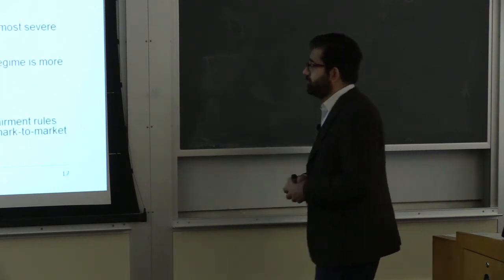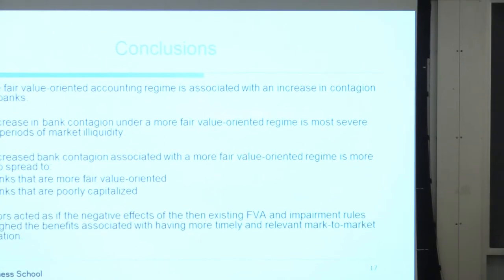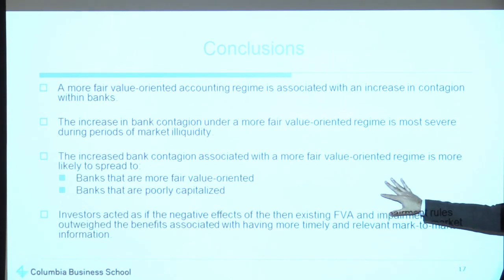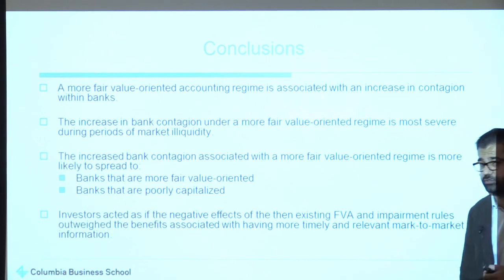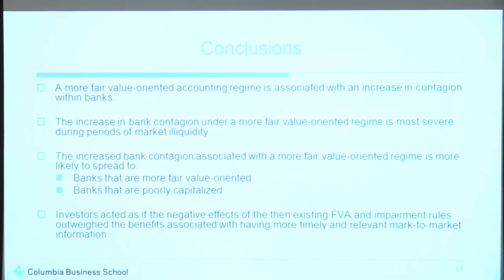So in sum, based on these papers, we find that fair value measurement or accounting for banks can have serious consequences for bank valuation and overall economic stability, to the extent that an accounting regime that is more fair value oriented has the potential to increase contagion in the banking sector, especially during periods of market illiquidity. The banks most likely to be affected by it are the ones that are poorly capitalized or more fair value oriented. And the evidence from the event study suggests that stock market participants and bondholders perceived that the fair value accounting rules in place during the financial crisis were hurting the banks at that point in time. Okay? So that's all I have.